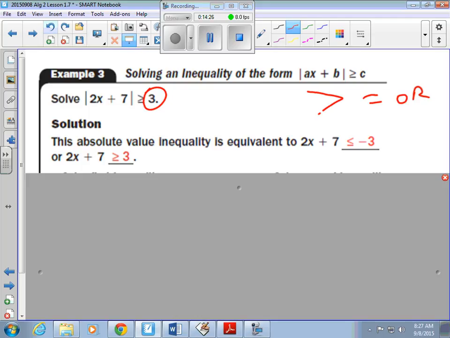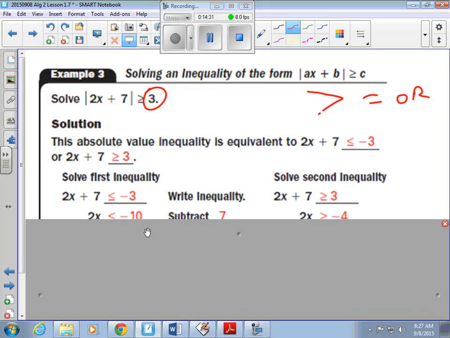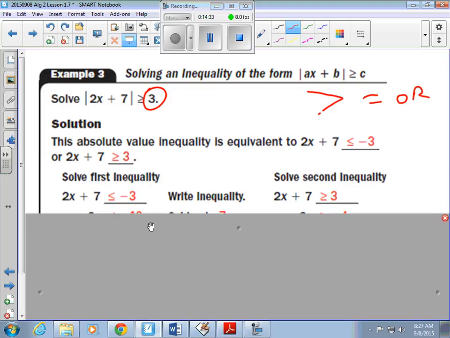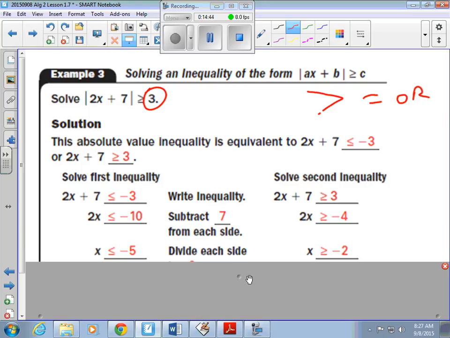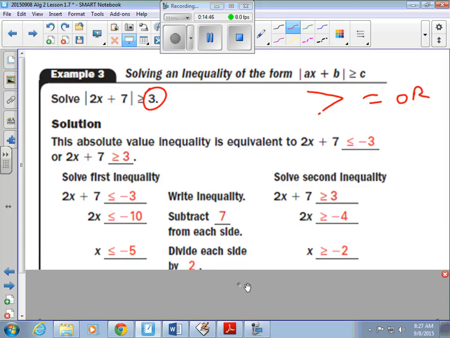So we got two of them separate. 2x plus 7 is greater than or equal to 3. 2x plus 7 is less than or equal to negative 3. Two separate problems. So undo plus 7 on both of them by subtracting it on both sides. Negative 3 minus 7 is negative 10. 3 minus 7 is negative 4. Undo 2 times x by dividing by 2 on both sides. x is less than or equal to negative 5. x is greater than or equal to negative 2.